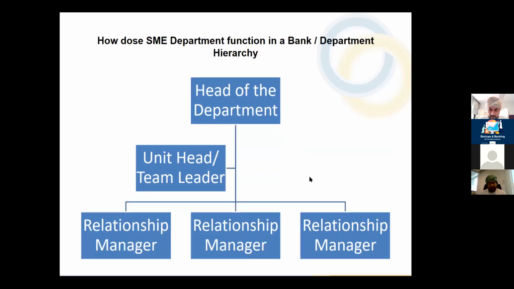Any SME department, to be frank, consists of three main layers of decision making. First is the relationship manager, who is the direct contact with the customer. He's the first line of defense. He's the first line to interact with everybody, with the customer. Next comes the team leader or the unit head, depending on which bank you are dealing with and on his seniority. That is a guy who is a bit more senior.